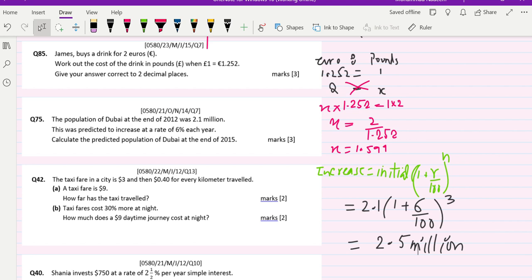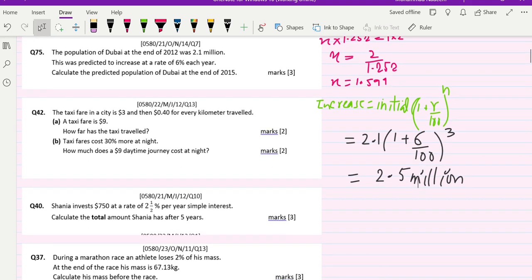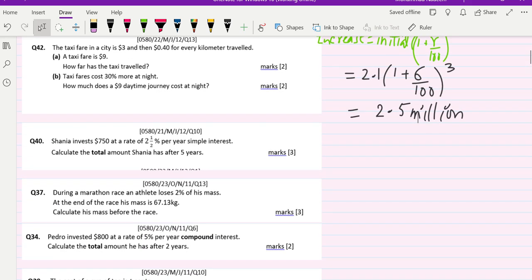Hope you understand the question. You can also solve exponential decrease by just replacing the plus sign with the negative sign. Otherwise the whole method will remain the same. Okay, there will be no change in the question. Let's do the other question.